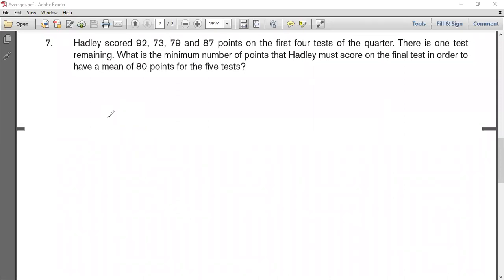Now let's read question number 7. Hadley scored 92, 73, 79, and 87 points on the first 4 tests of the quarter. There is one test remaining. What is the minimum number of points that Hadley must score on the final test in order to have a mean of 80 points for the 5 tests? Again, the formula for the mean is sum of all observations over number of observations.